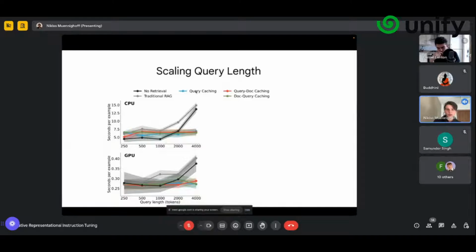If we cache the query, the blue line, then it stays roughly at the same level. And similarly, if we use any of the combined caching techniques, it doesn't explode and it's very cheap to do inference. However, of course, these two, query doc caching and doc query caching, don't work that well, so we might not want to use them, but query caching can still be pretty useful.